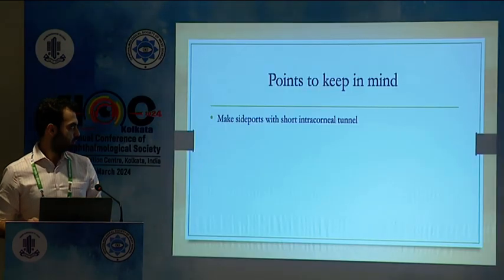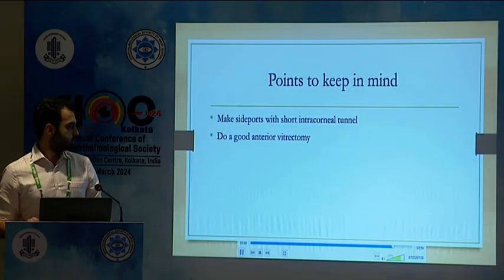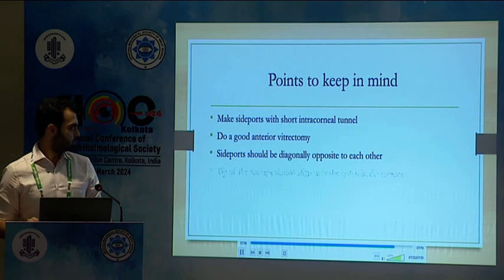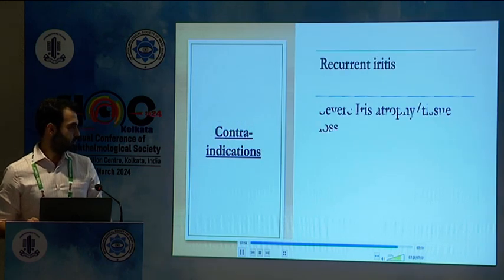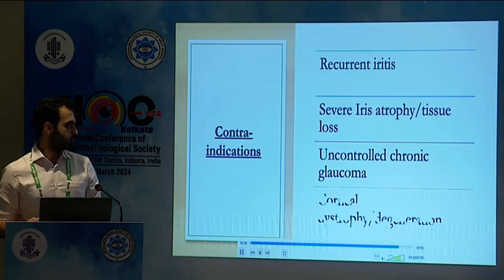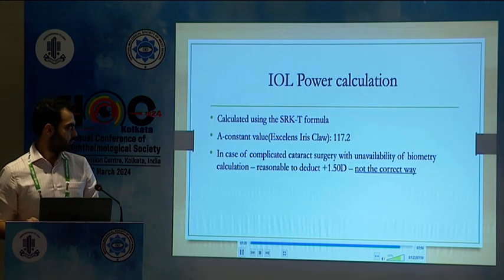Important points to be kept in mind are to make the side ports with short intracorneal tunnels for ease of access, do a good anterior vitrectomy, side ports should be diagonally opposite to each other, the tip of the forceps should align with the notch on the haptics, and always make a PI to prevent pupillary block. The possible contraindications are recurrent iritis, severe iris atrophy or tissue loss, uncontrolled chronic glaucoma, or corneal dystrophy or degeneration, as endothelium is already compromised.